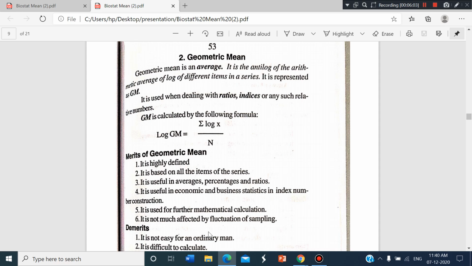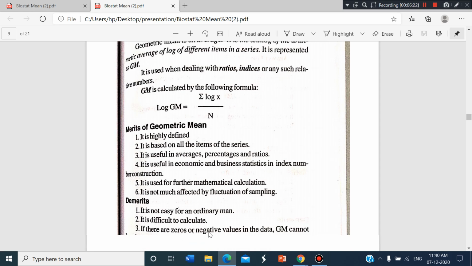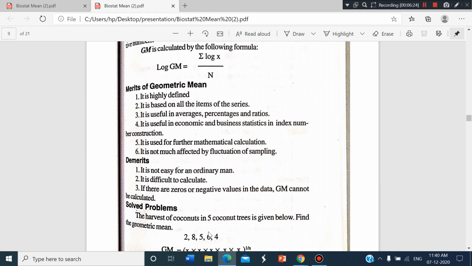So the formula for calculating the geometric mean is log GM equal to summation log x divided by n. x is the value of the items, and n is the number of items. So here the geometric mean is a highly defined mean. It is highly defined, and it is based on all the values of the items of the series.